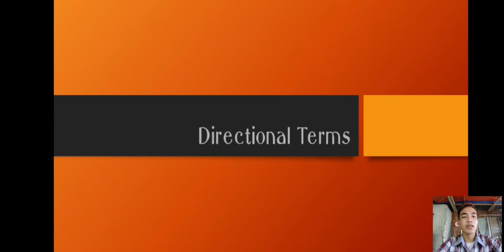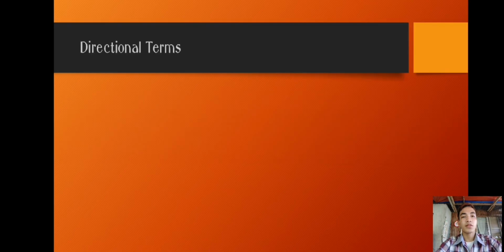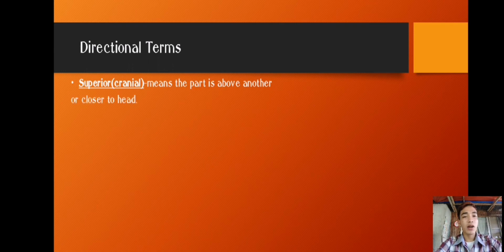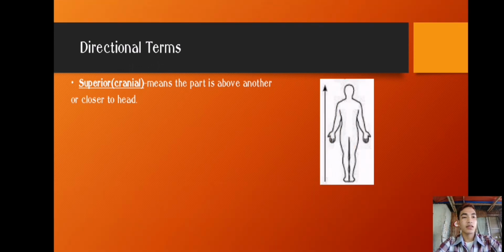Next, we have the directional terms. So directional terms describe the positions of structures relative to other structures or locations in the body. So the first we have superior or cranial, means the part is above another or closer to the head. So this is the picture.